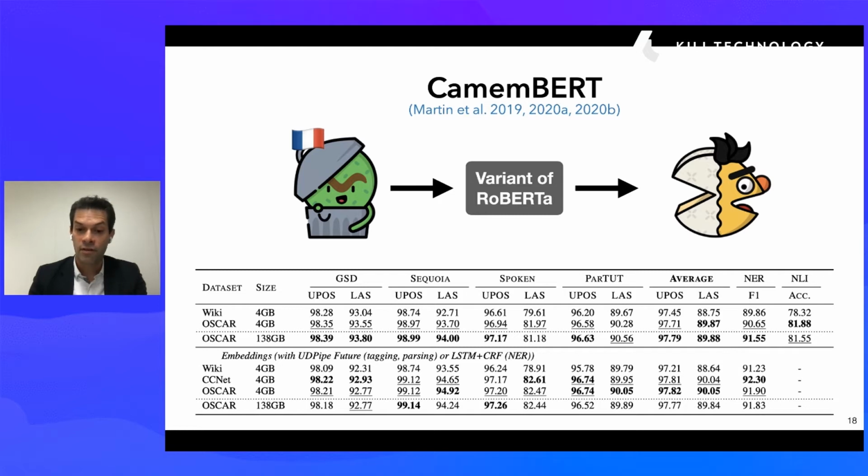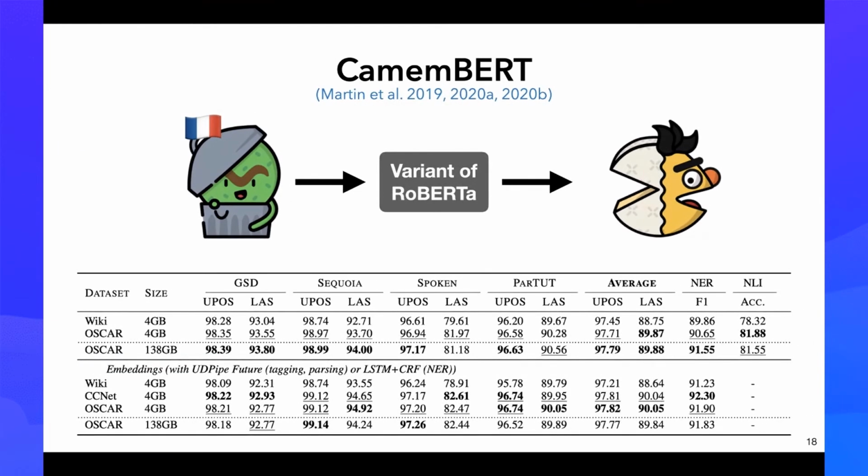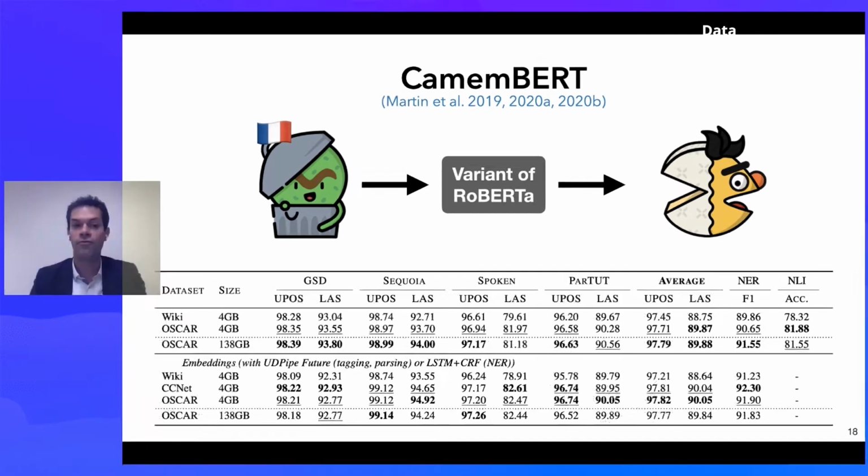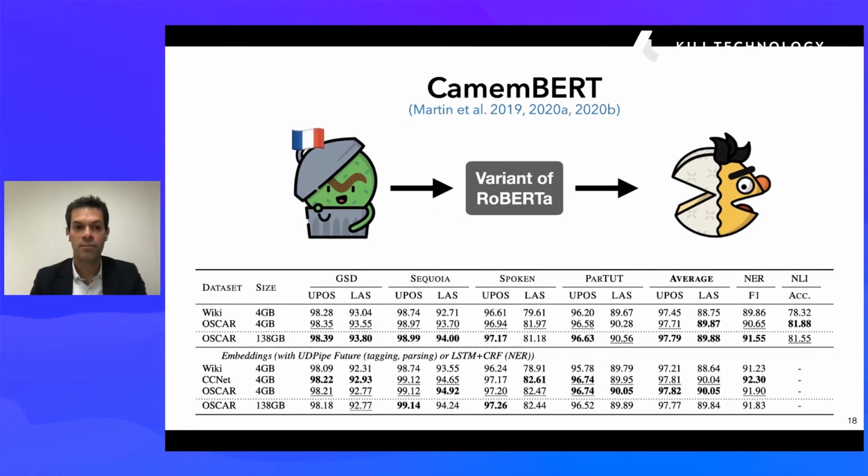And another very interesting thing is that, in fact, the language model trained on 4 gigabytes of OSCAR is virtually of the same level of quality as the one trained on the full OSCAR. And that came as a surprise. So basically what it means is that you do not necessarily need 138 gigabytes of data to train a good quality language model. 4 gigabytes might be enough, but it needs to be a diverse corpus, diverse in terms of genre, domain, style, etc.